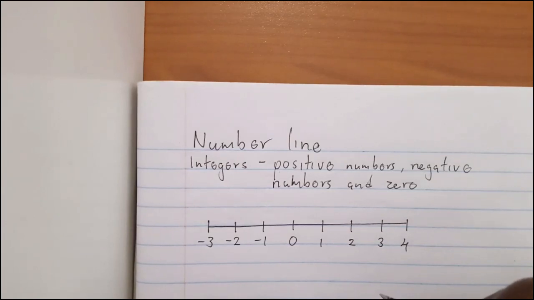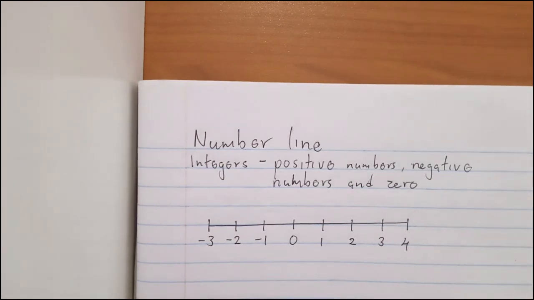Today we'll be looking at number lines and how to solve problems using number lines. Now, what are number lines? A number line is basically just a line with numbers. And which numbers do we put on a number line? We have integers, or positive numbers, negative numbers, and zero.